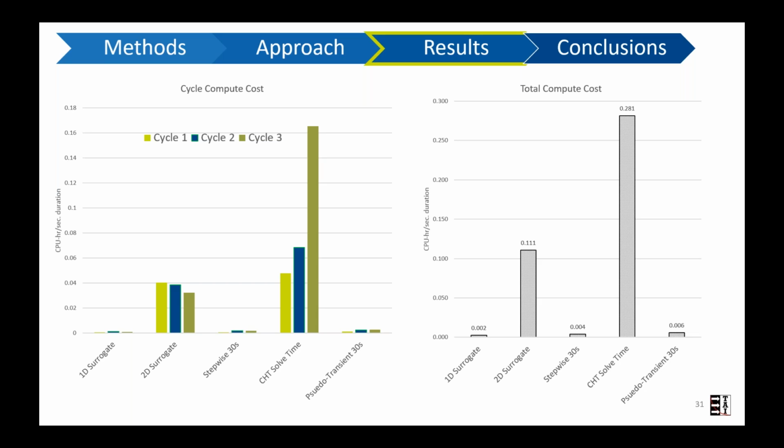And then on the right-hand side, we see the total compute cost of all the methods together. So the 1D surrogate is the fastest overall, followed closely by the stepwise and the pseudo-transient, and all show significant cost savings over the traditional conjugate heat transfer solution.